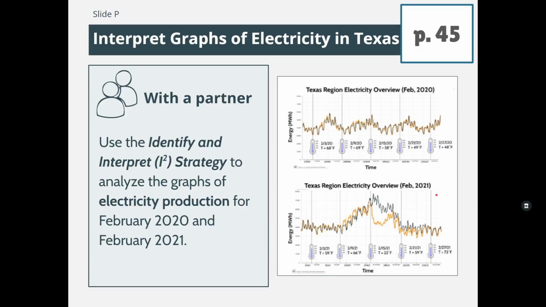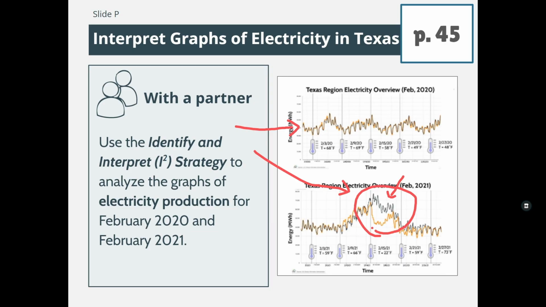Excellent. So one thing you might have noticed is the seeming difference between the electricity production versus the electricity demand. Because in February 2020, you notice that the demand of electricity and the production of electricity, pretty much that yellow line and that dark blue line, they stay the same. They're pretty consistent. However, during February 2021, you'll notice that there is a sharp increase in the demand, but there is a sharp decrease in the production.